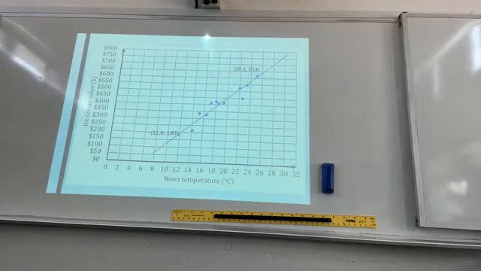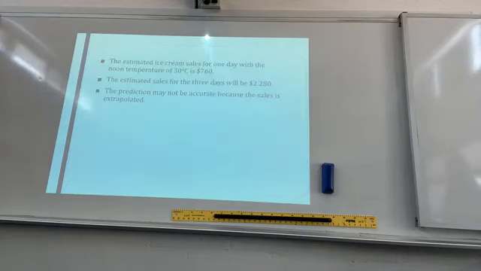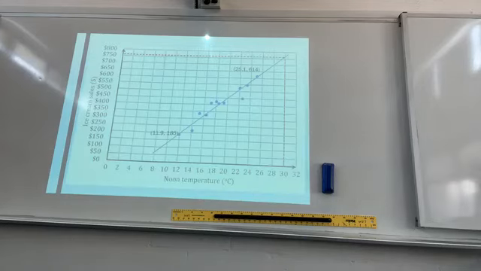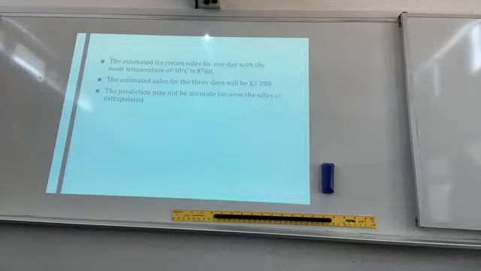Notice that I don't use an arrow at all, because it's not going on and on. It's not like y equals mx. I just use that. Now I can use that to estimate at 30. So it is about $760 or something like that. The estimated ice cream sale for 1 day with a noon temperature of 30 degrees is $760. And then the estimated sales for 3 days will be 3 times 760.